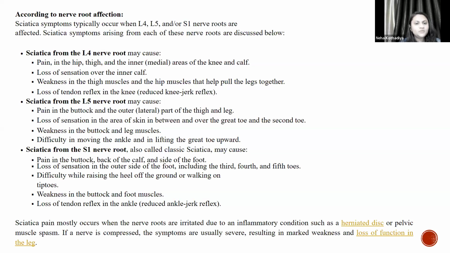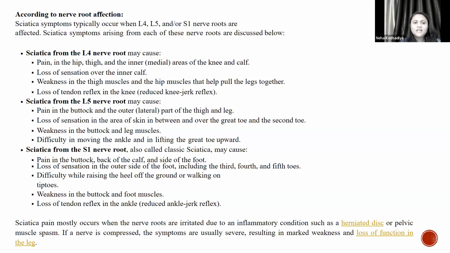If the L5 nerve root is involved, then the lateral part of the thigh and the lateral part of the leg are involved. Loss of sensation over the great toe and the second toe is present. Weakness in the buttock and leg muscles is present. Difficulty in moving the ankle and lifting the great toe is present if the L5 nerve root is involved. If the S1 nerve root is involved in the formation of the sciatica, then pain is felt in the buttock, back, calf, and the side.